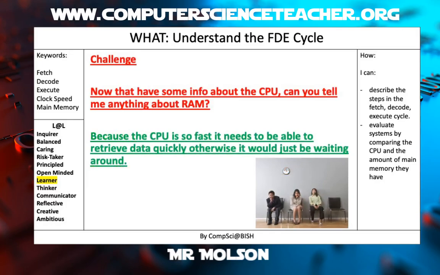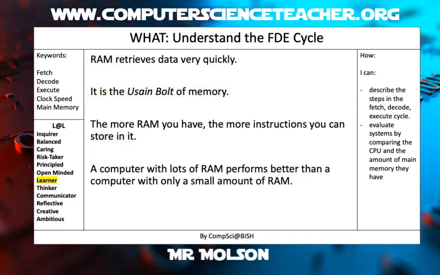Okay, well, hopefully you've had a think about that. What we've talked about is the fact that the CPU is really fast. Now what we don't want is the CPU waiting around to get data from memory. There's no point in it sitting around doing nothing. So that means that the RAM has to be really quick at retrieving data, because if it was slow, the CPU would just be waiting, and that would be pointless. It wouldn't be worth your while. So the RAM has to be able to retrieve data really fast.